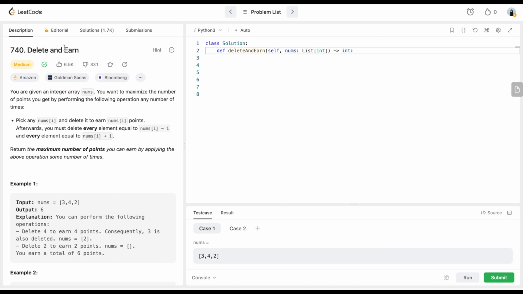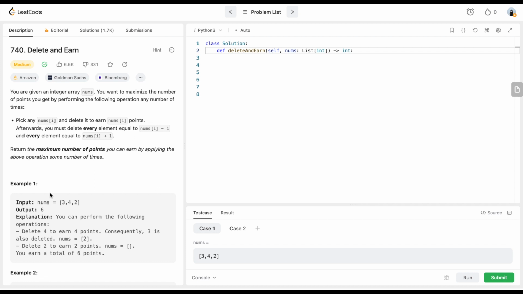Today we're going to work on the question Delete and Earn. It's a medium level question. The question states you are given an array nums. You want to maximize the number of points you get by performing the following operation any number of times. You pick nums[i] and delete it to earn nums[i] points. Afterwards you must delete every element equal to nums[i] minus 1 and every element equal to nums[i] plus 1. In the end, return the maximum number of points you can earn by applying the above operation some number of times.